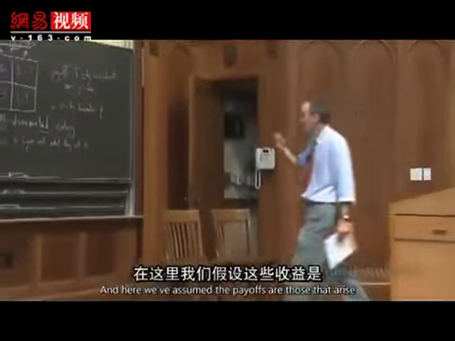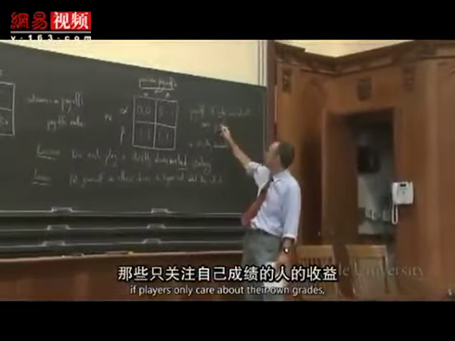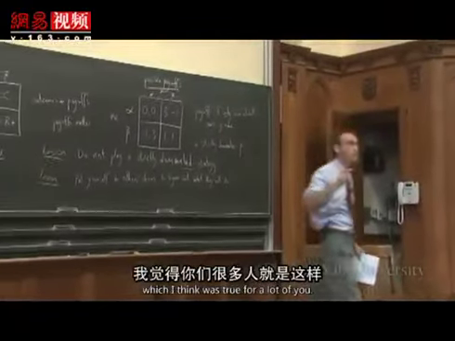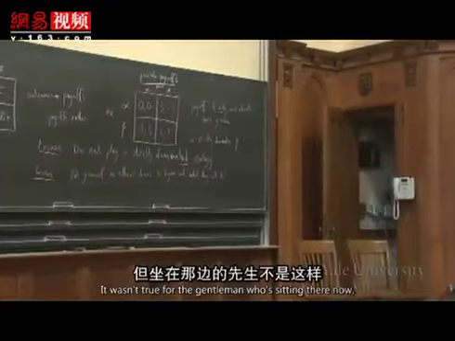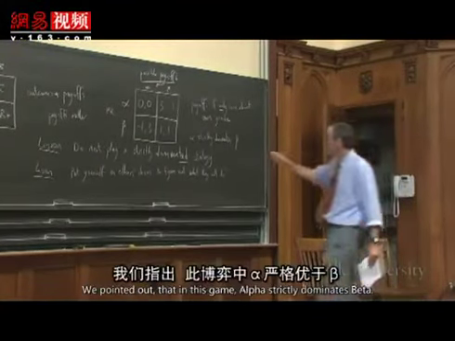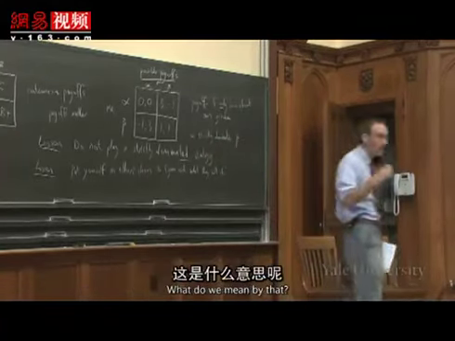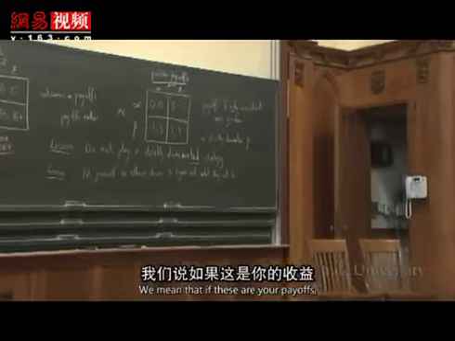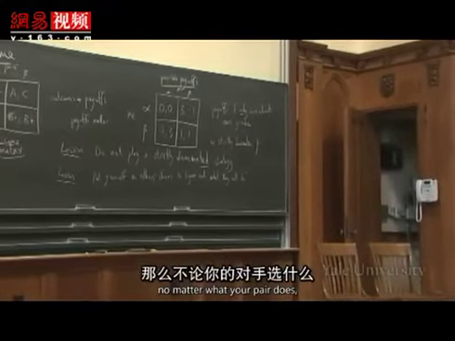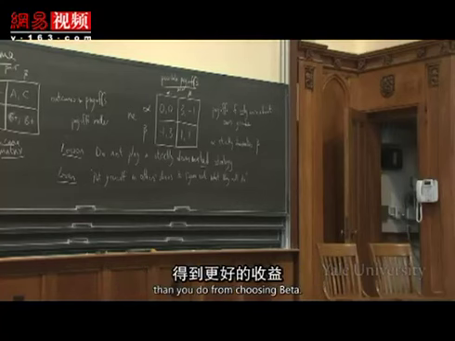And here we've assumed the payoffs are those that arise if players only care about their own grades, which I think was true for a lot of you. It wasn't true for the gentleman who's sitting there now, but it was true for a lot of people. All right? And we pointed out that in this game, alpha strictly dominates beta. What do we mean by that? We mean that if these are your payoffs, no matter what your pair does, you attain a higher payoff from choosing alpha than you do from choosing beta.